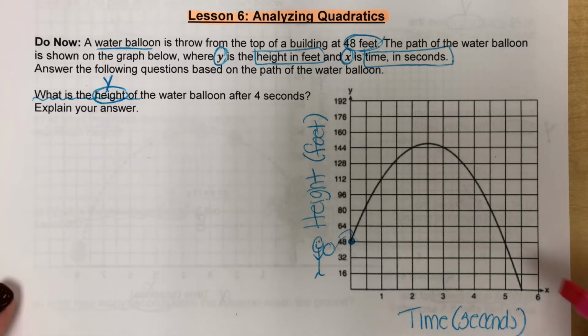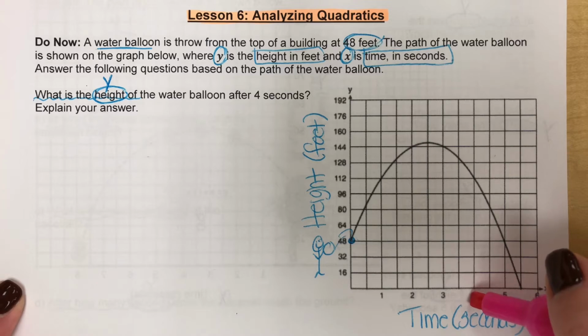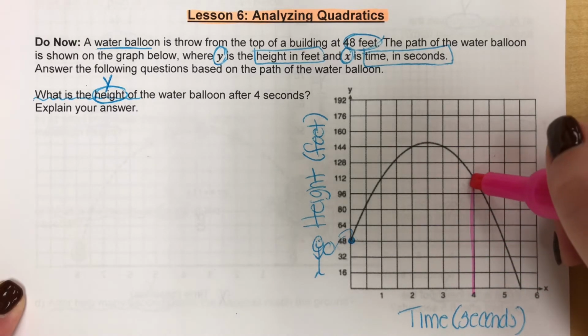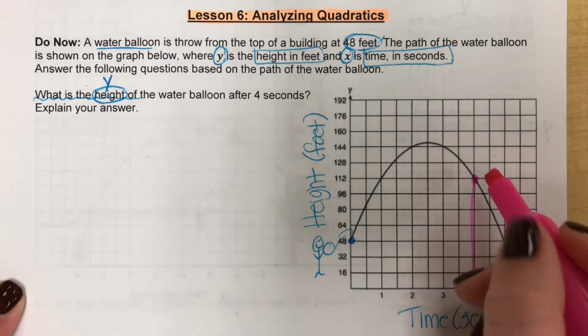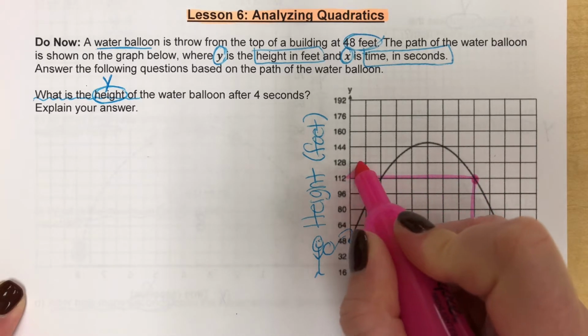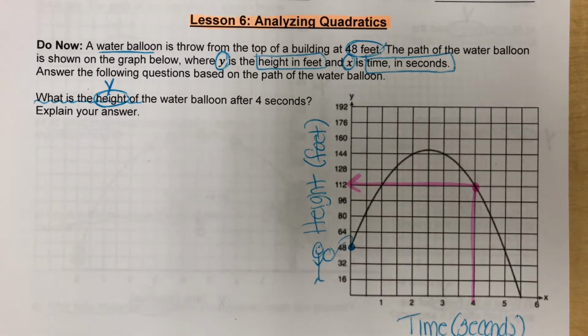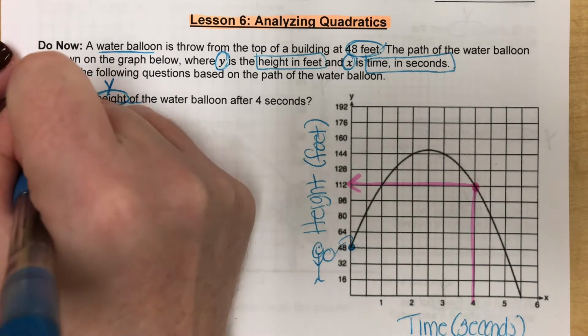At 4 seconds, which is right here, I'm going to go right up to my graph, all right, and I want to see what height that is going to be. And I can see that it's going to be 112 feet. So if I want to answer this question completely, all right, what is the height? I'm going to say it's 112 feet.